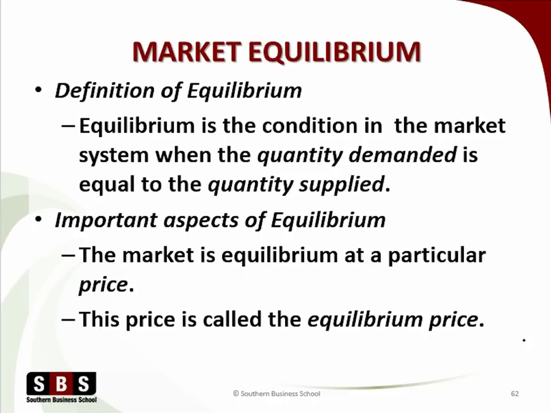And then important aspects of equilibrium. So is everybody okay with that? The definition of equilibrium may be a question. It wasn't asked in the assignment. It could be in the exam. It's a condition in the market system when the quantity demanded is equal to the quantity supplied. And the important aspect is the market equilibrium is at a particular price, and the price is called the equilibrium price. Now that last question, that I treated in the beginning, I'll ask you to work out the equilibrium price and the equilibrium quantity.